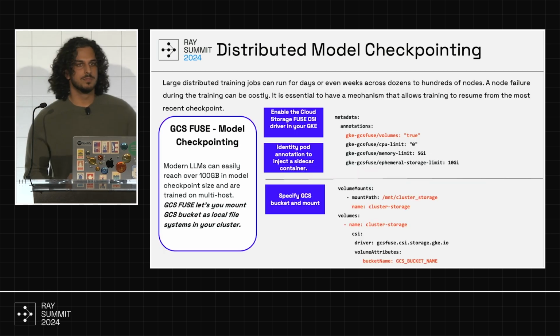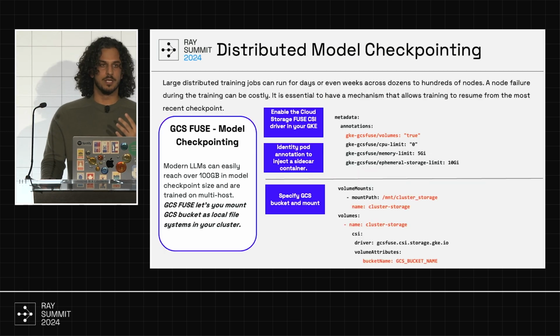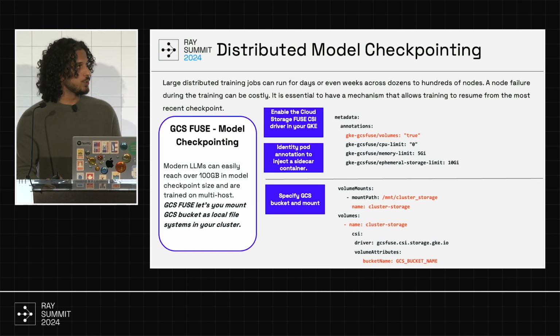Moving on, the first 3 features we talked about were on the network optimizations that we're leveraging from GKE. We also do use features that are targeted at storage optimization. And one of them, as Brandon also pointed out earlier, is GCS Fuse.